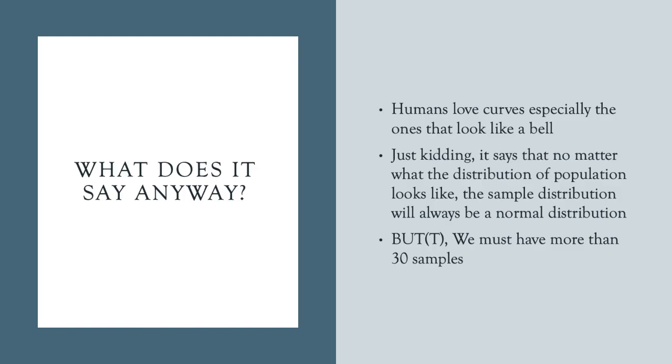The humans have always loved curves. Now we're talking something. Just kidding. In this case, we'll be talking about the normal curve. And what does the theory say anyway? It says no matter how the population is distributed, the sample distribution after a certain threshold will always be normally distributed. That is what the central limit theorem tells us.